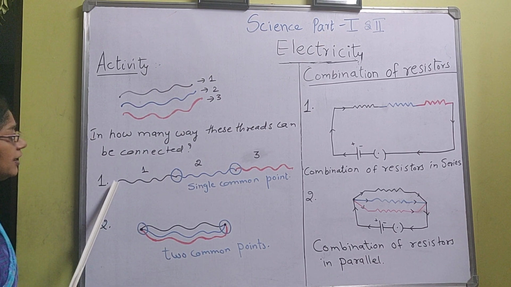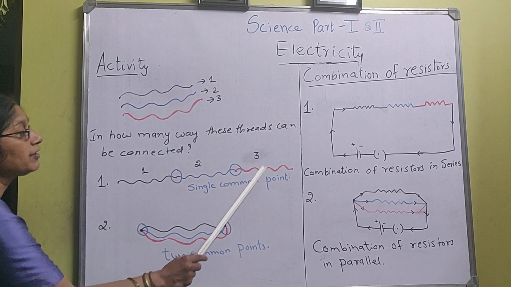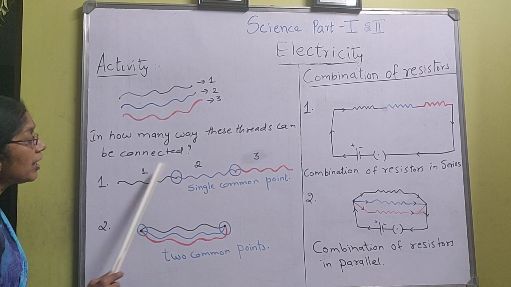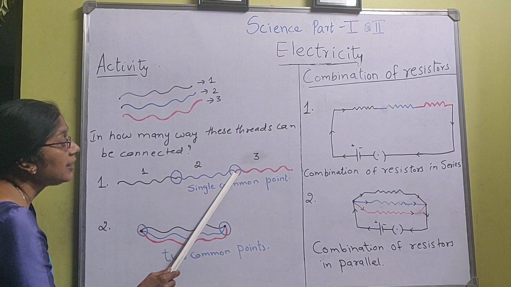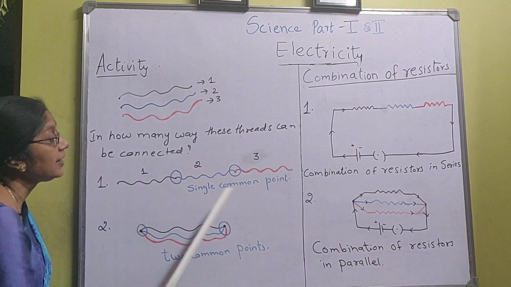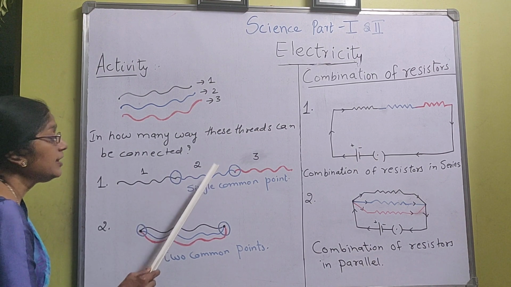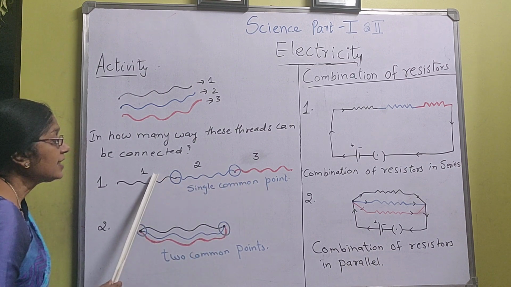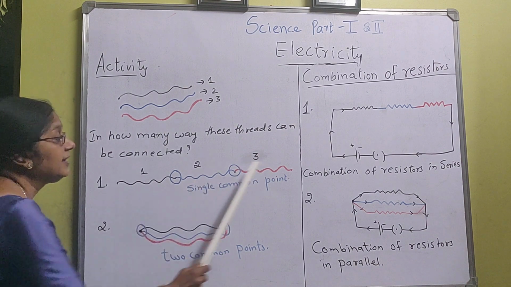In the first way, you see thread number 1 is connected with thread number 2, and thread number 2 is connected with thread number 3. You can see that there is a single common point between thread 1 and thread 2. Between thread 2 and thread 3 also there is a single point. If I connect thread 1 and thread 3 also, I will get a single point. This means the threads are connected with each other in such a way that there is only one single common point and they are side by side. Such a connection is called in series.